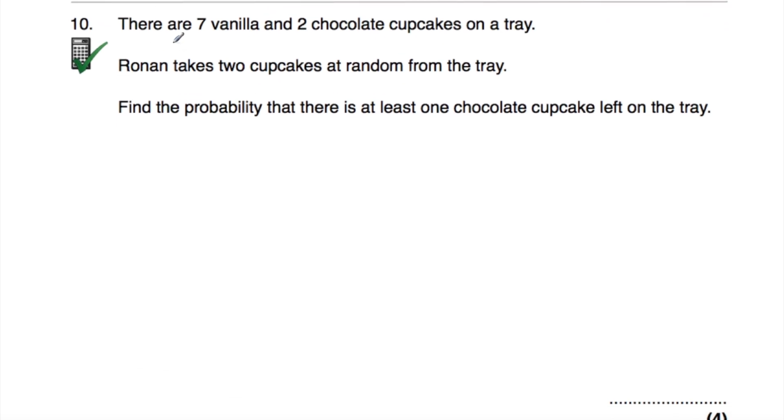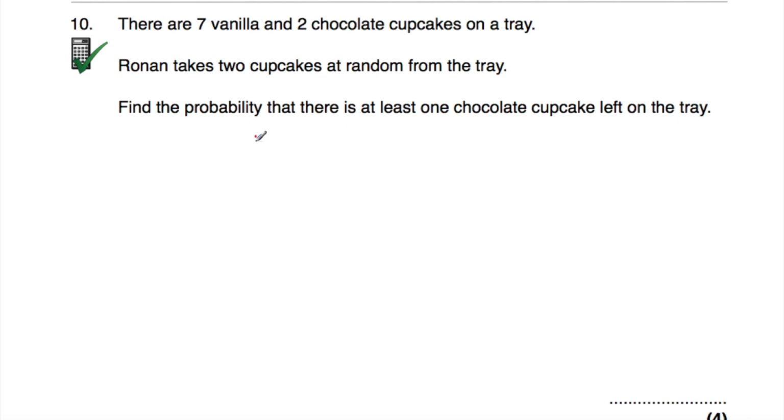So question number 10, it says there's 7 vanilla and 2 chocolate cupcakes on a tray. And Ronan takes 2 cupcakes from the tray at random. And the question says find the probability there's at least 1 chocolate cupcake left on the tray. So this question is a bit different in terms of the wording. I just want to read that last sentence again. Find the probability there's at least 1 chocolate cupcake left on the tray.